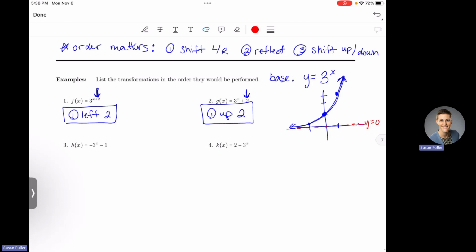Now, notice when I do that, I just want to make a quick note here. Imagine shifting this whole y equals 3 to the x graph up by 2 units. When I do that, this horizontal asymptote is also going to move up 2 units with the graph. So the horizontal asymptote also goes up 2 units. And when I do that, it's going to shift to y equals 2. That's where my horizontal asymptote will go.